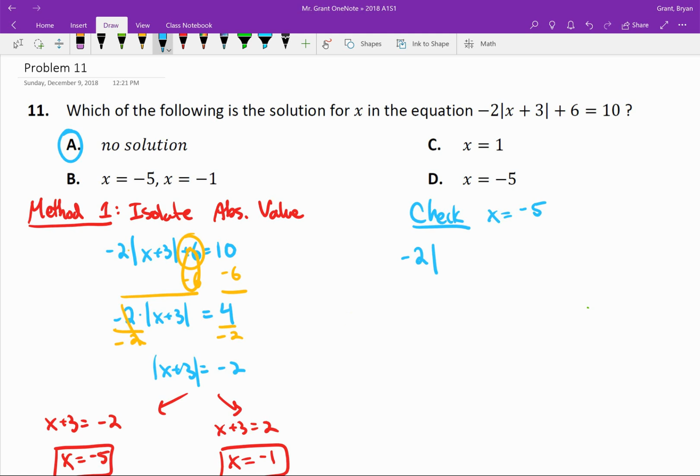Well, I have -2 absolute value, x plus 3, plus 6 equal to 10. But instead of x, I'm replacing it with -5. And now we just follow PEMDAS. I'm going to simplify what's in the grouping, what's in the parentheses.